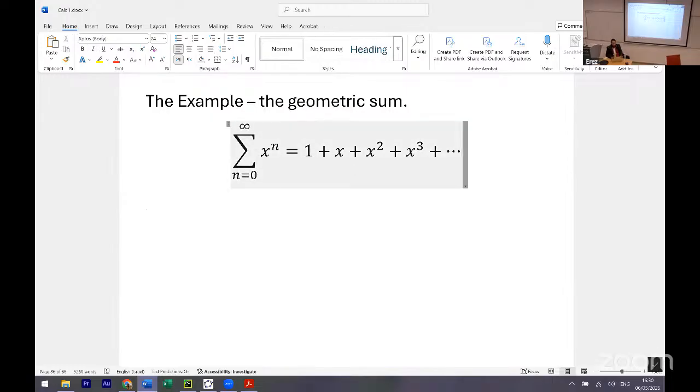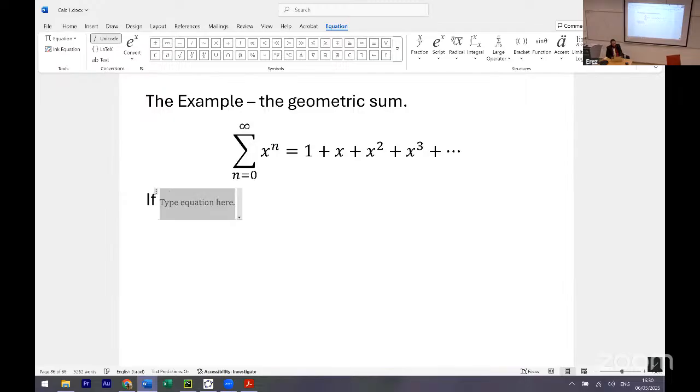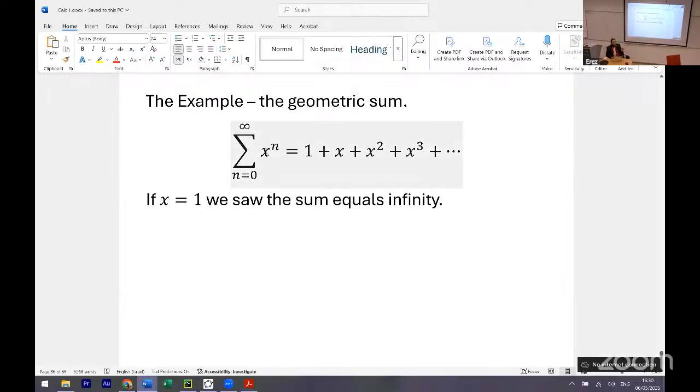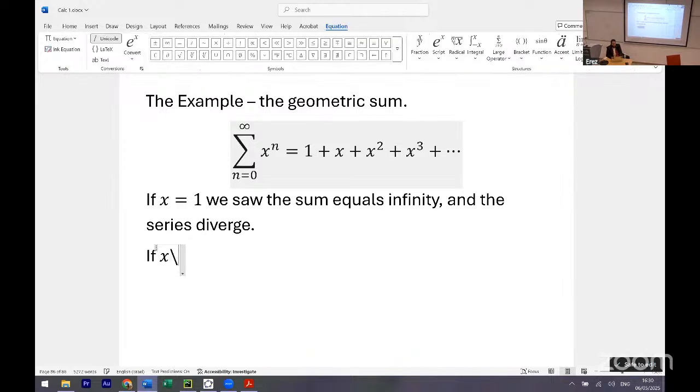And I'll start off by saying if x equals 1, we saw the sum equals infinity. Agreed? When x equals 1, it's simply the sum of ones, and the series diverges. If x is not 1, we can continue.